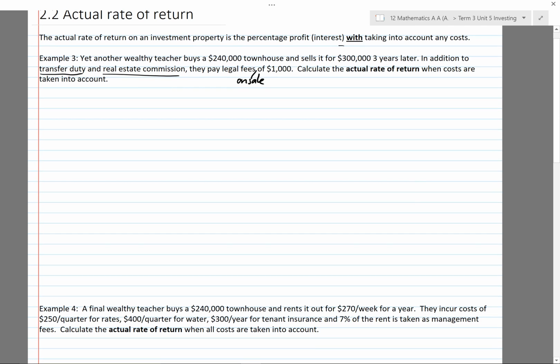All right, well, first of all, I better calculate these costs. I know that there's going to be transfer duty. So from the previous lesson, calculate the transfer duty on $240,000.